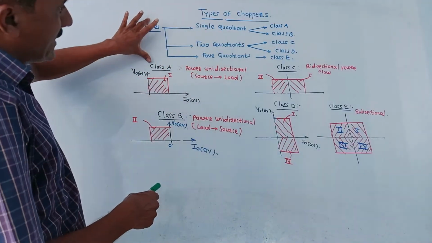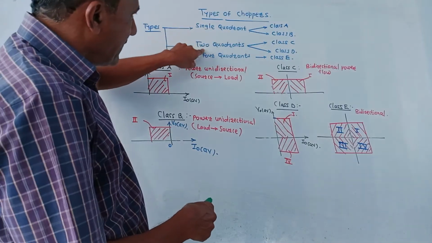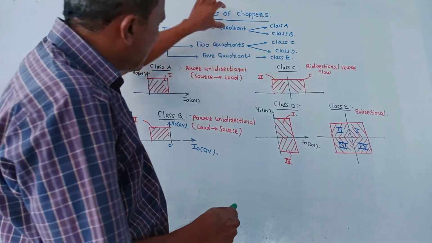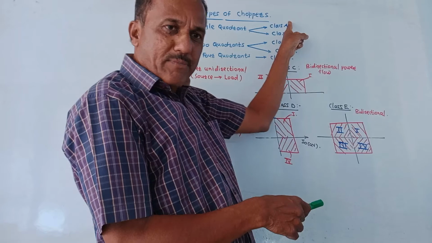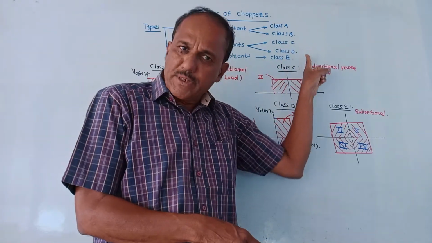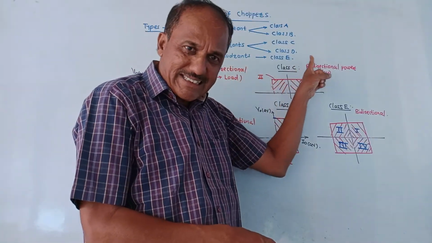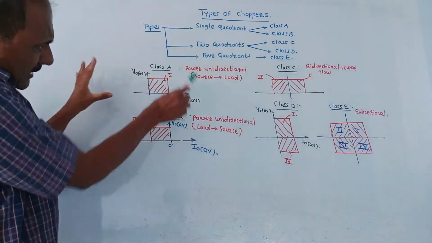So this chart gives the types of quadrants. Roughly there are three major types: single quadrant, two quadrants, and four quadrants. In case of single quadrant, there are two types, class A choppers and class B choppers. In case of two quadrant, again class C choppers and class D choppers. In case of four quadrant, only one type is there, that is class E chopper. These are the corresponding diagrams.